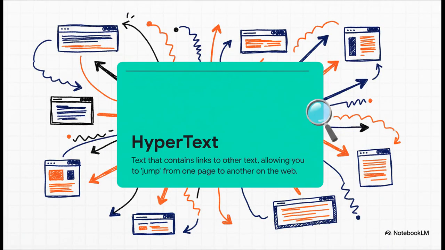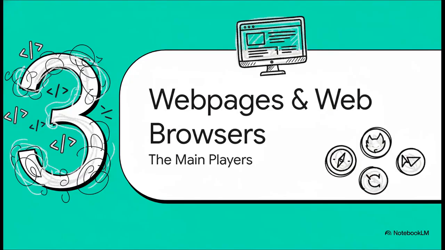What about hypertext? Well, that is the magic that literally creates the web. It's just text that has a special link inside it, a link that lets you jump from one page to a completely different one. That's it. That's what connects the entire internet. So we've got our language, HTML.